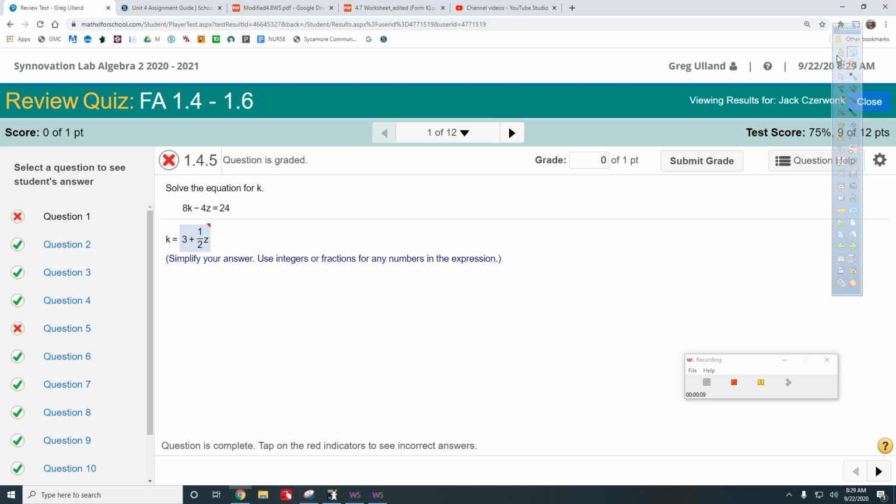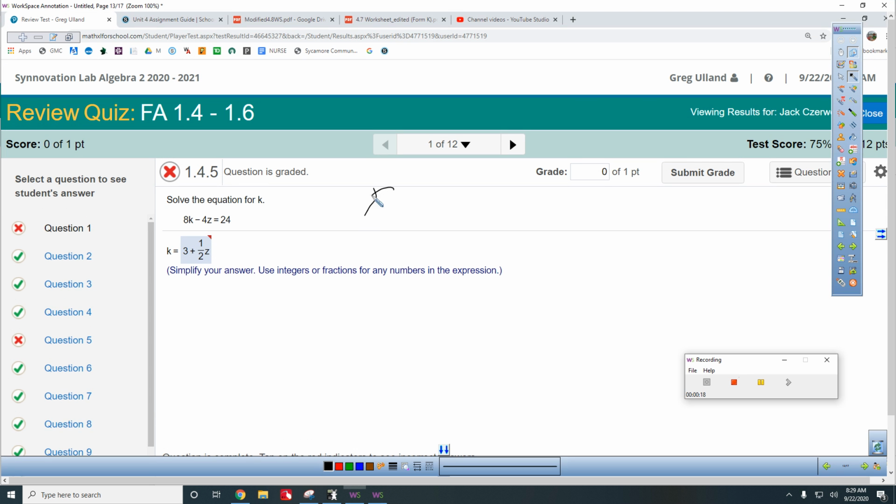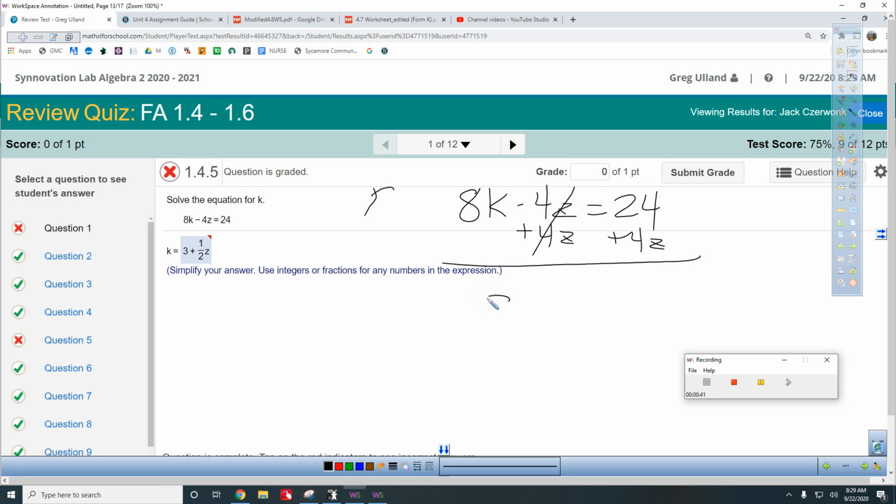We're solving this thing for letter K. It's 8K minus 4Z equals 24. Okay? The first thing we want to do is get rid of the subtraction. So the opposite of subtraction is addition. As long as we do the same thing to both sides, we don't make any mistakes. We might make it harder on ourselves, but we can be okay. So that leaves me with 8K is 24 plus 4Z.